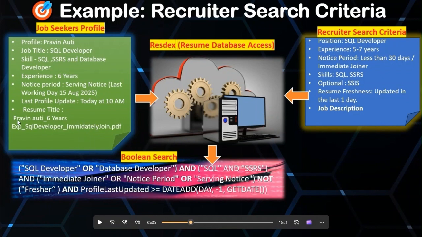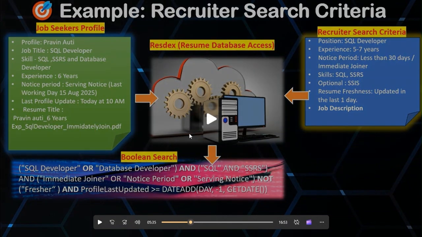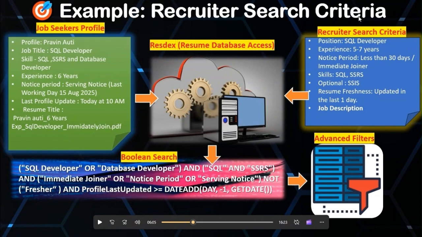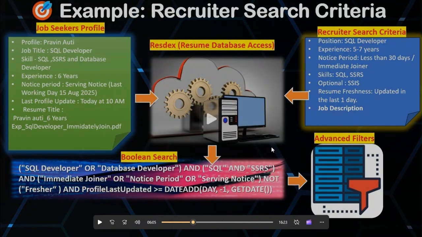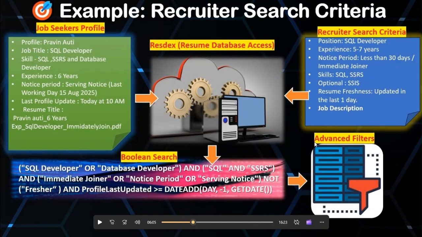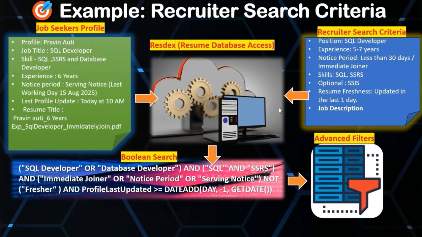You can check the resume title as well. In the resume title, also mention immediate join. Based on that keyword, it gets the data from the Naukri database. In the Boolean search algorithm, it filters the data, and 100 profiles will be shortlisted. These 100 profiles will be sent to the advanced filter. Consider that in the Boolean search, 100 profiles are shortlisted.